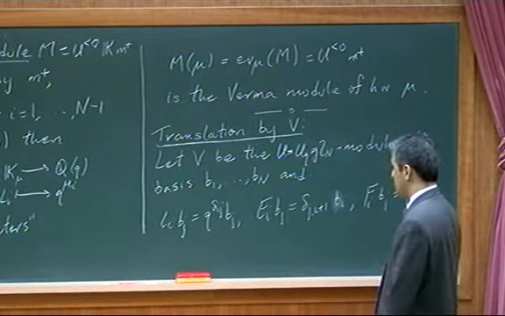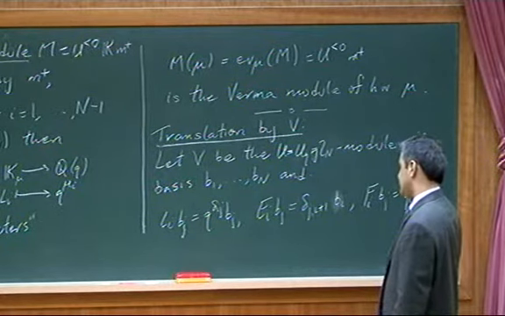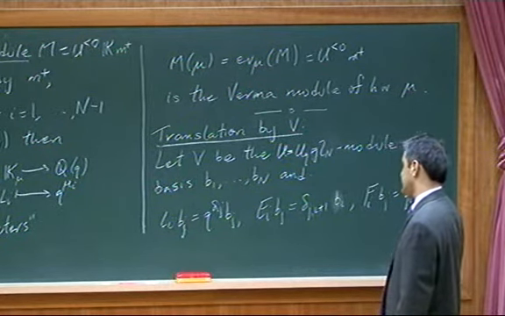Sorry, did you say this evaluation is a map from K to the base field? So what does it mean to apply it to M?